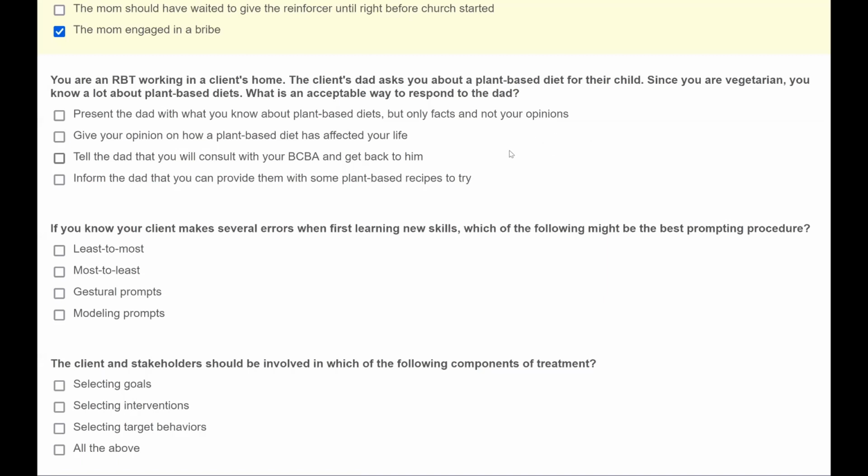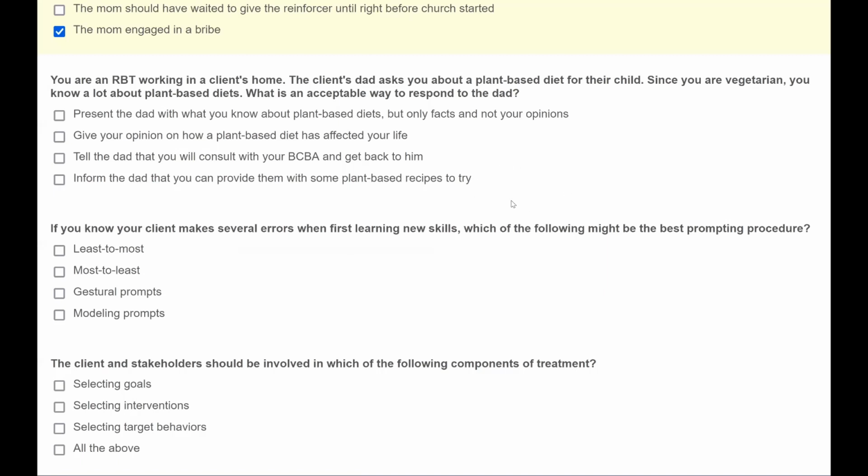C, tell the dad that you will consult with your BCBA and get back to him. Yes, that's always the most clear, simple answer, right? Task list, ethical code say we want open, clear communication. Task list, ethical code say all questions, concerns about case should be directed towards the supervisor. If you consult with your BCBA and they tell you, yeah, go ahead, talk with them about it, then you have freedom, right? Until then, though, what can we do? We can't just start telling them about these diets, okay? It's not our role as the RBT. And then finally, C, inform the dad that you can provide them with plant-based recipes to try.